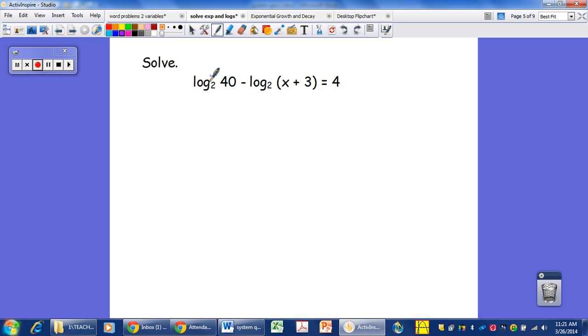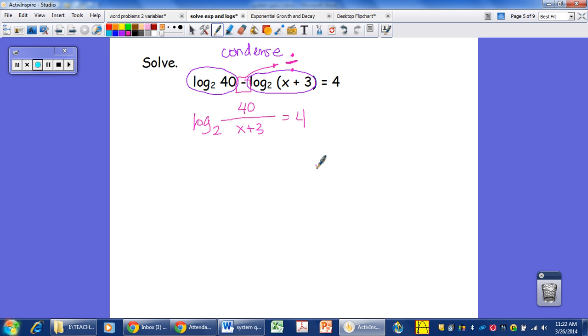Okay, so notice also we have a log in this equation. So here's one term with a log in it. Here's another term with a log in it. Okay, so we're going to have to combine, or rather condense, these two logs into one. So there's a property of logs that says subtraction becomes division. Subtraction of the logs is actually the division of their values. So this will become log base 2 of 40 divided by x plus 3 equals 4.